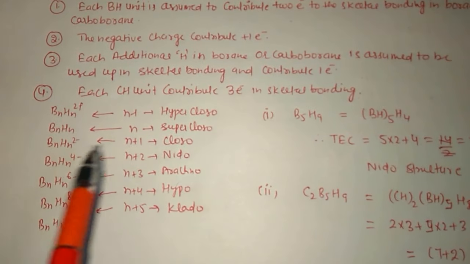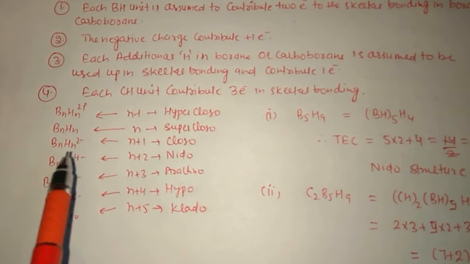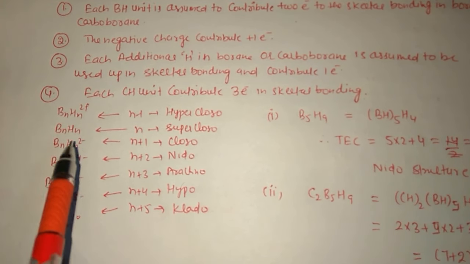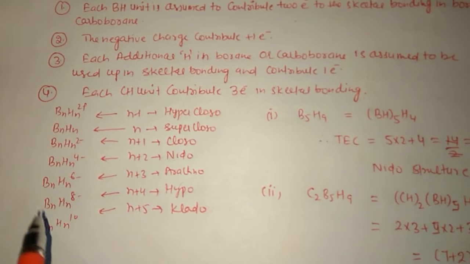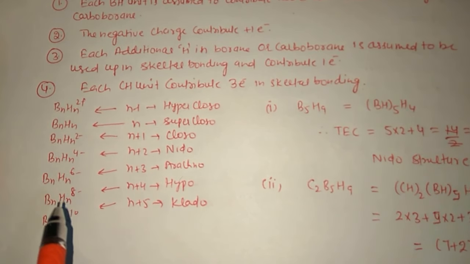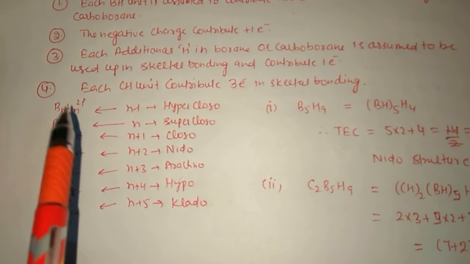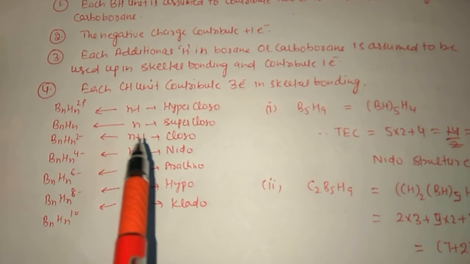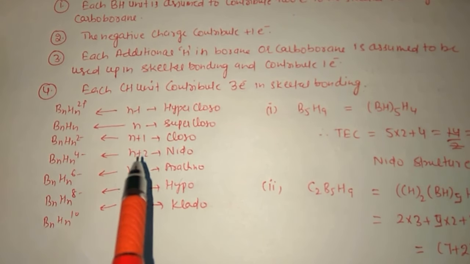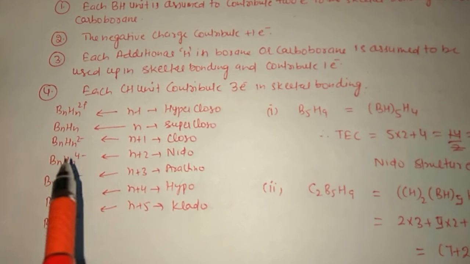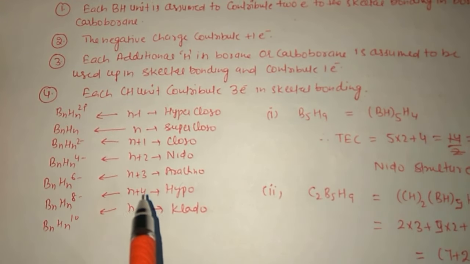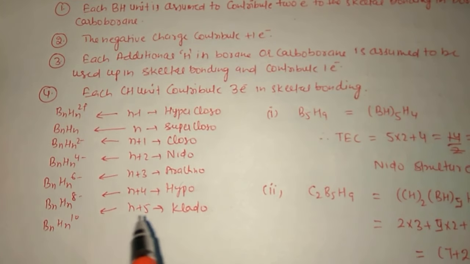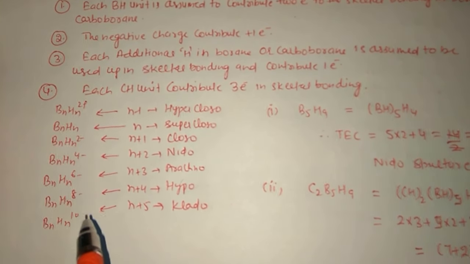Now we can also generalize this in the form of these formulas: BnHn 2 negative, BnHn 4 negative, BnHn 6 negative, BnHn 8 negative, BnHn 10 negative. Simply we multiply 1 with 2, then we get 2 negative charge, multiplied 2 with 2 that is 4 negative, 3 with 2 that is 6 negative, 4 with 2 that is 8 negative, and 5 with 2 that is 10 negative.